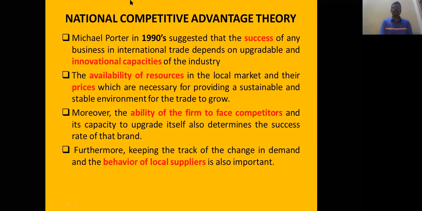There are many countries which have the highest amount of availability of resources in the local market, and based upon the availability, their prices will also be high. Here, some countries have an advantage with the available resources, and some countries have an advantage with the prices.